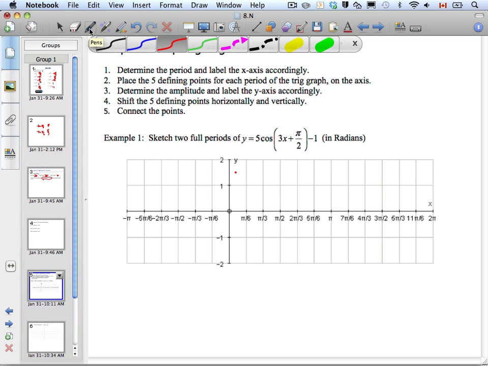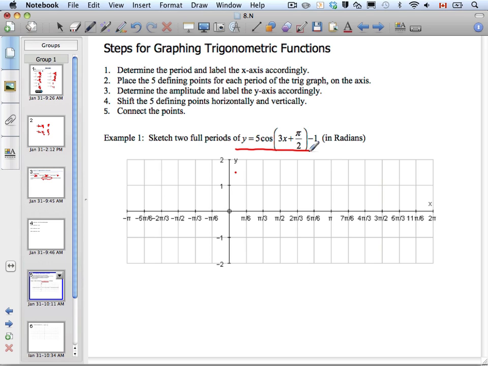So when we get an equation like this scenario, like this one, we have to take it and put it into our proper form, which is y is equal to 5 cosine, factor out the 3, and x plus pi over 6, minus 1. Be careful there, because when you multiply back, you get pi over 2.